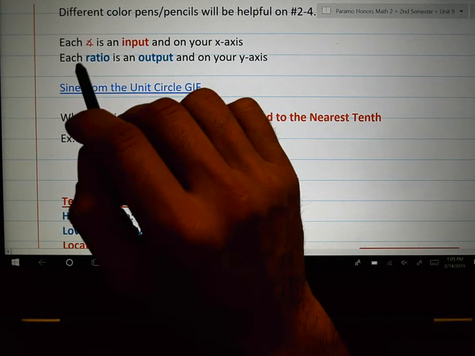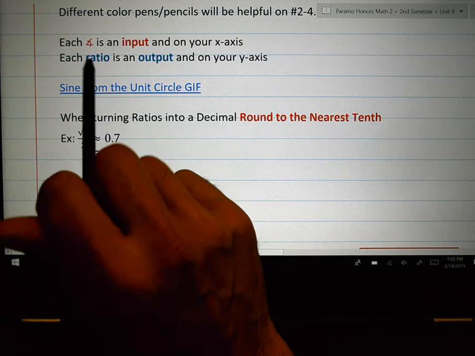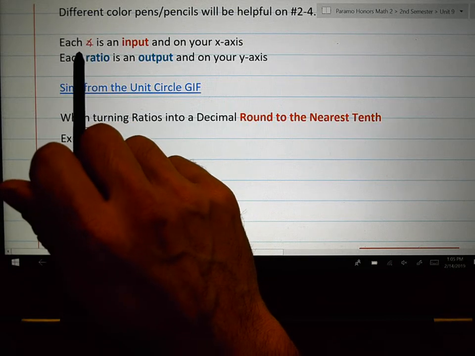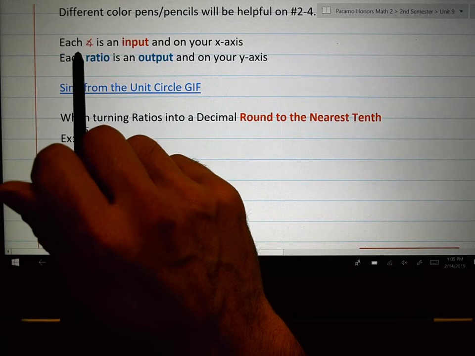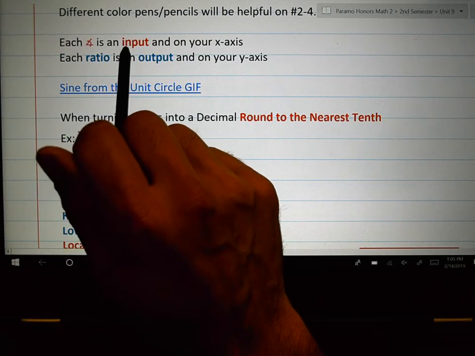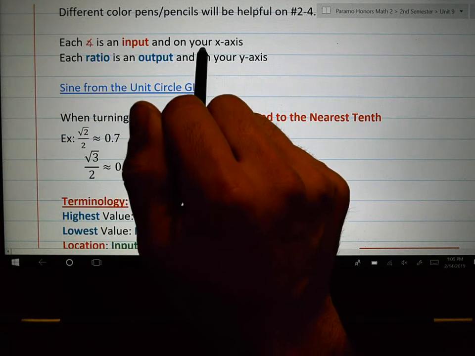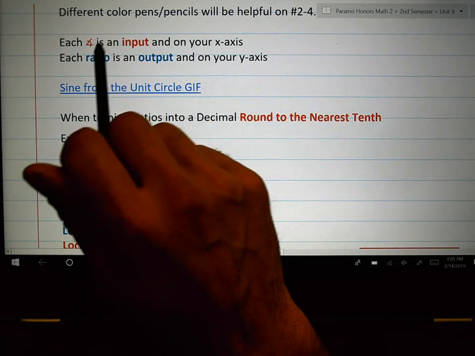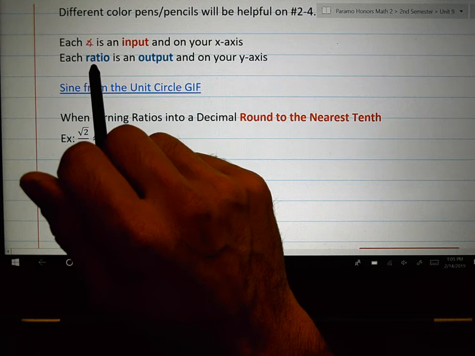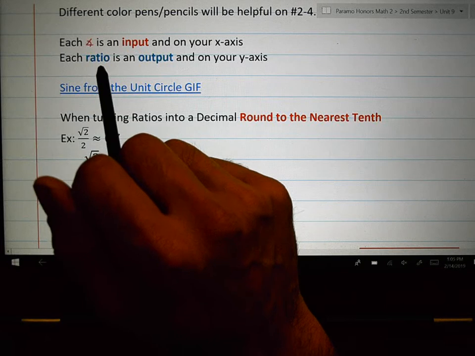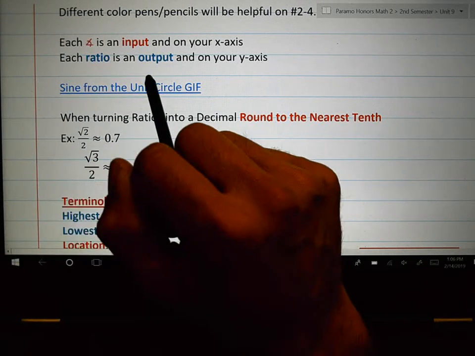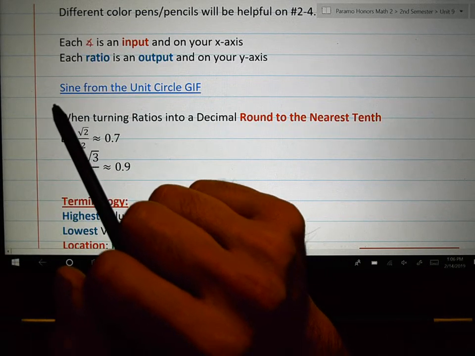The other thing is that because we're dealing with functions, the angles like 0, pi over 6, pi over 4, pi over 3, and pi over 2 are going to be our inputs. What if those are on our x-axis? What would the graph look like? The ratios, root 3 over 2, root 2 over 2, 1 over 2, 0, and 1, and all those ratios, are going to be our outputs. What would that look like?